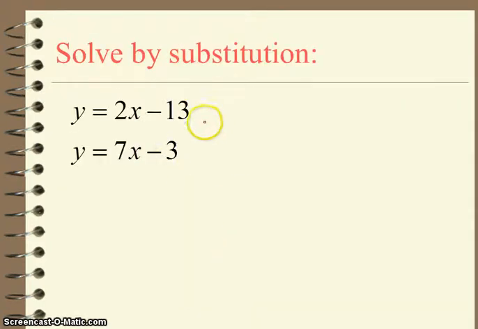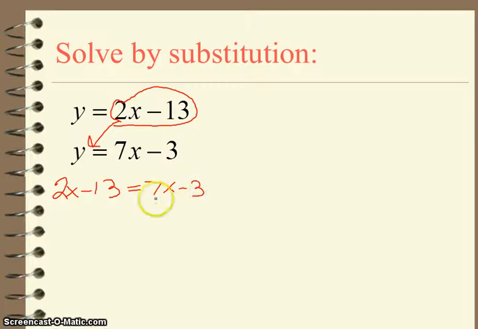Okay, I'm going to continue on with a second problem here. Now in this problem, we're going to use substitution again, but it's slightly different. You notice that variable y is by itself, so you're going to take this equation and stick it right in for that equation. So on the second equation, this part will become where the y was. So it'll be 2x minus 13 equals 7x minus 3.